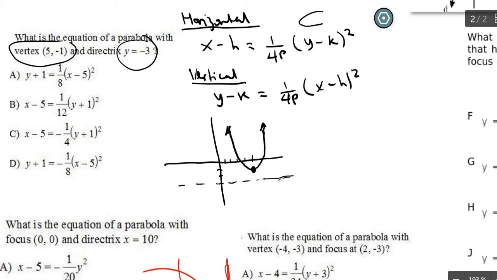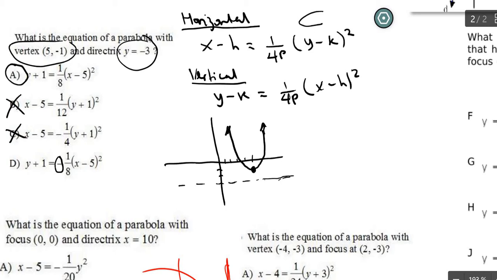So we know this is a vertical parabola. So we're going to eliminate all of those that have x at the beginning. So B is not the answer, C is not the answer. So we have A and D left. The difference between A and D is a negative right here. This parabola is facing up, it's not going to have a negative, so the answer is A.